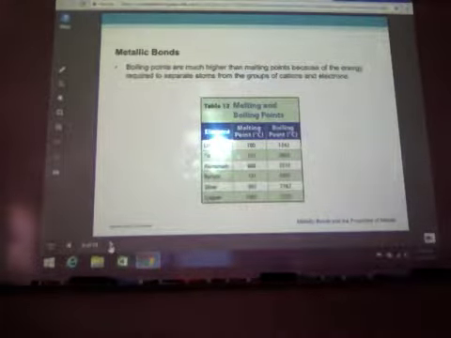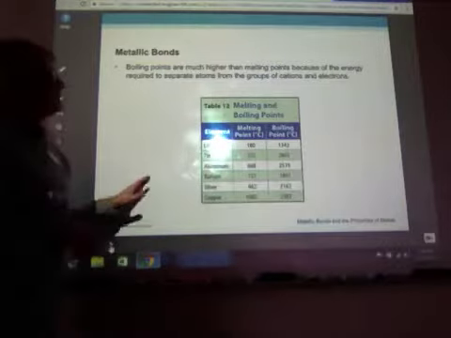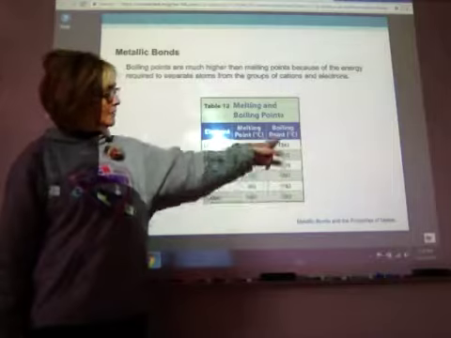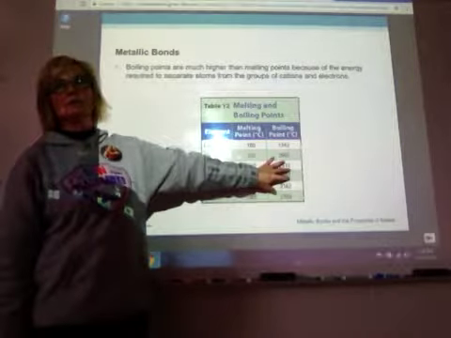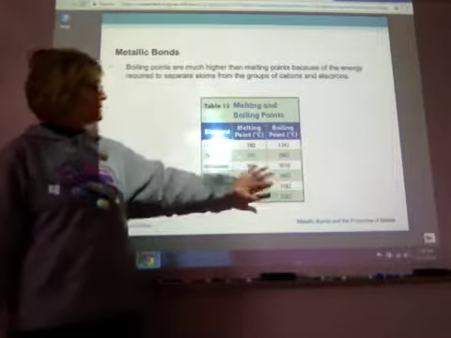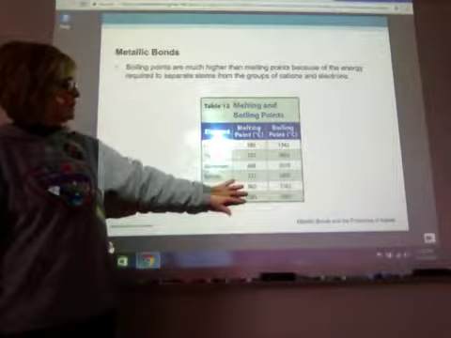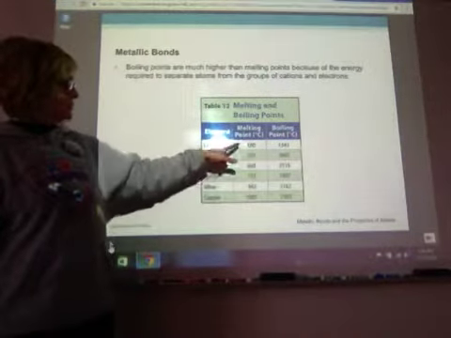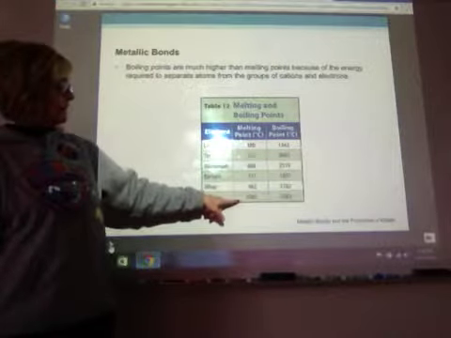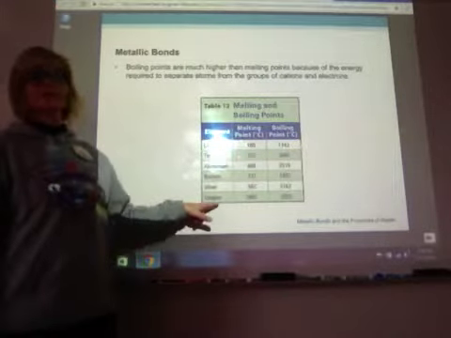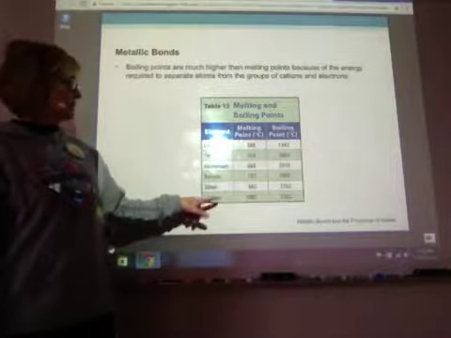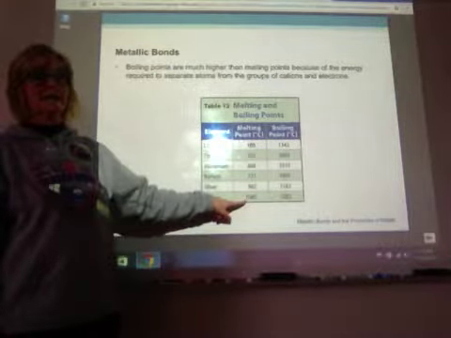Also, melting points and boiling points. In a metal, you'll notice that the boiling point is always going to be extremely high, especially compared to the metal melting point. And there is quite a bit of difference. So if I look at lithium compared to copper, another reason we use copper wiring in the house is because its melting point is extremely high.